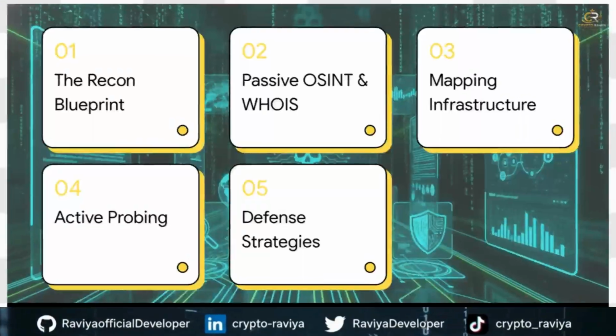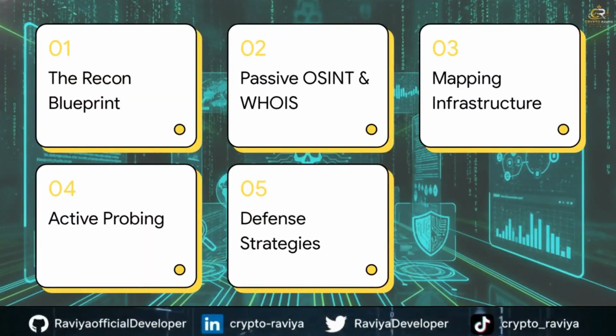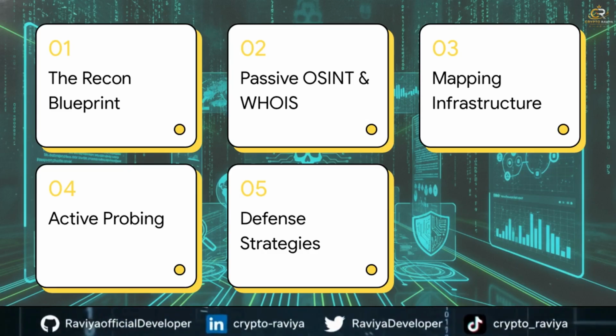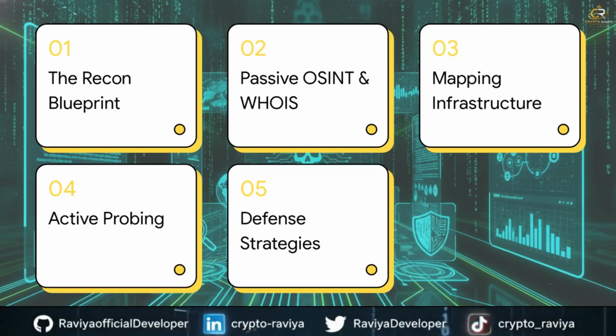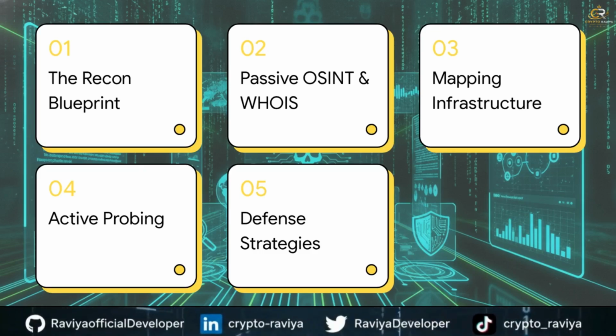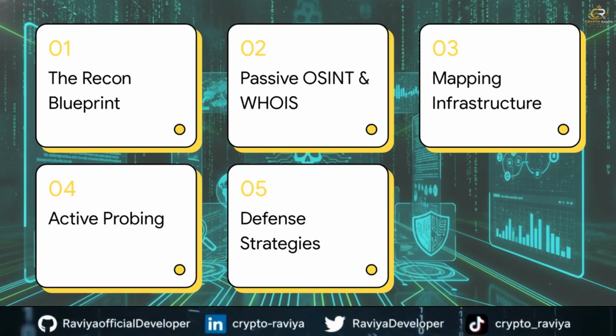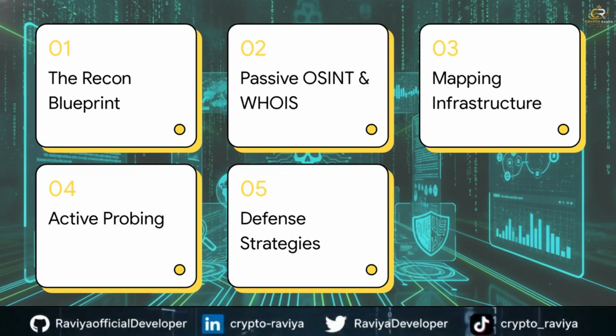Okay, let's dive into this. Here are the mission parameters initializing on our holographic HUD. 1. The reconnaissance blueprint. 2. Passive OSINT and WHOIS. 3. Mapping network infrastructure. 4. Active probing and scanning. And 5. Defense and mitigation strategies.